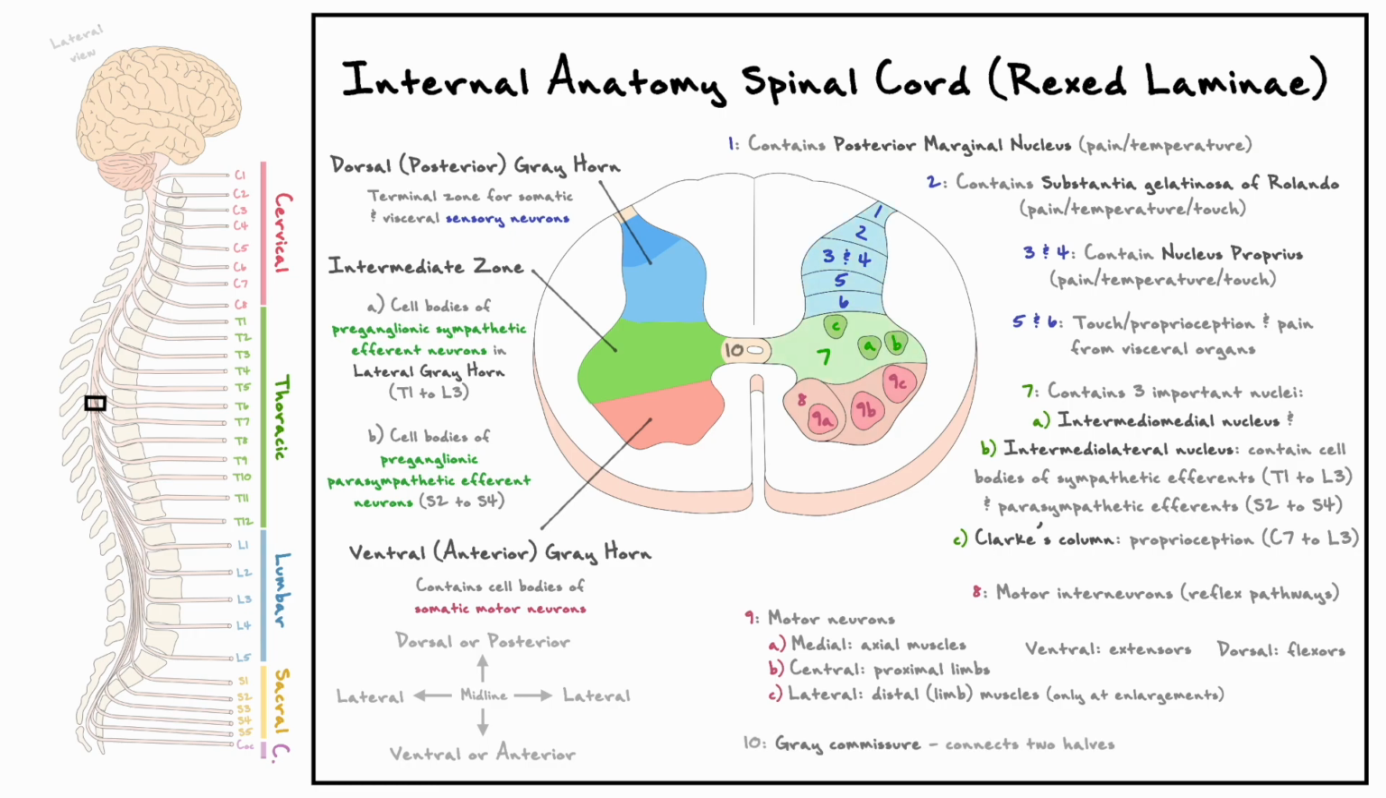Finally, we have the last lamina, lamina 10, that is also known as the gray commissure, and basically the central region is a path that connects the two sides of the spinal cord.